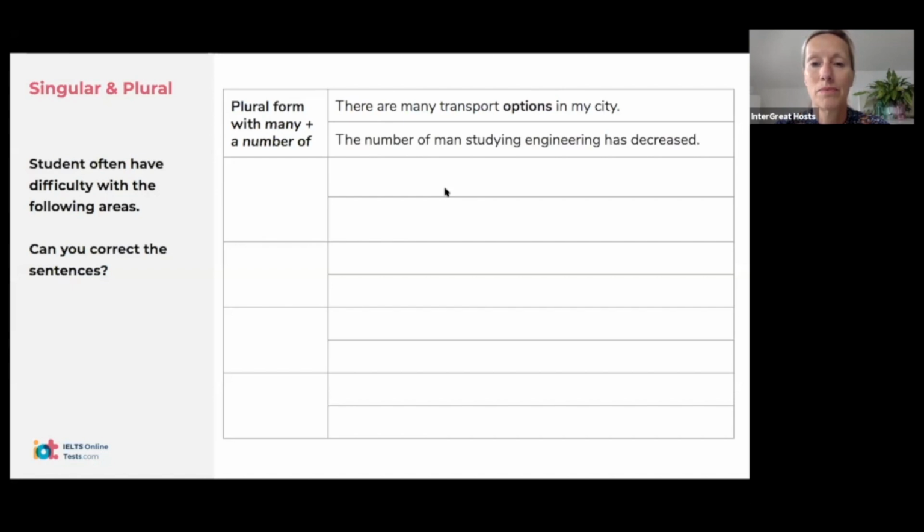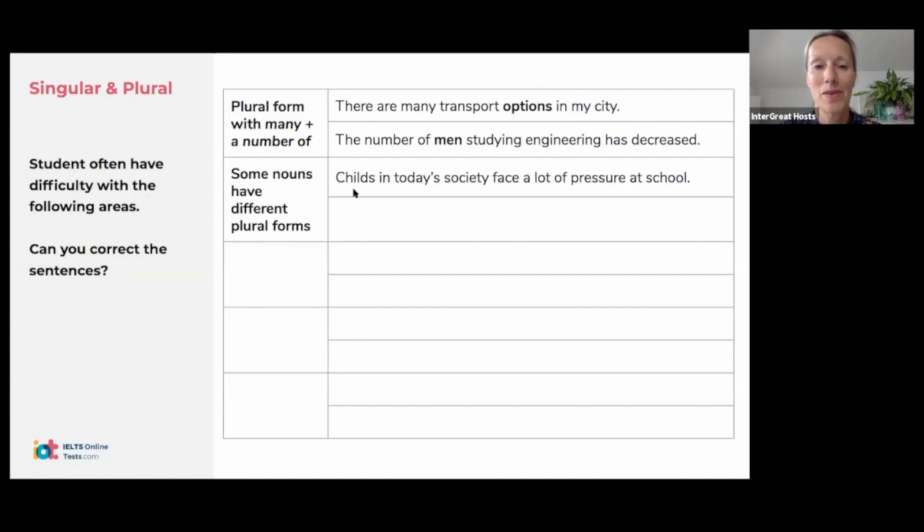Okay, and then the next one. The number of men studying engineering has decreased. Yeah, men. Yes, that's right. And then some nouns have different plural forms, as you probably realize. I'm going to ask you in a minute for a very common mistake that my students make. So this one, childs in today's society. Yeah, children. A lot of people, I've noticed, children is a plural noun, so you don't add an S to that. So you can't say childs.